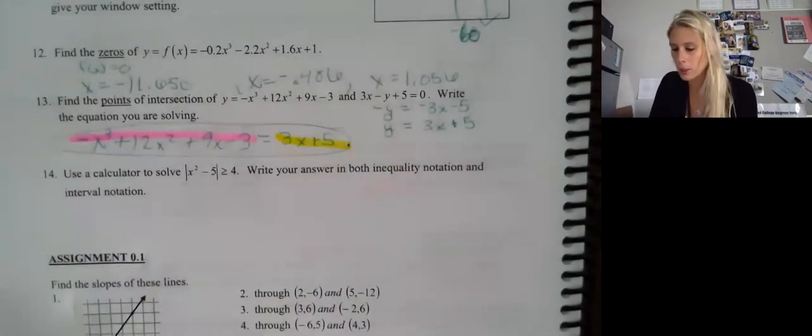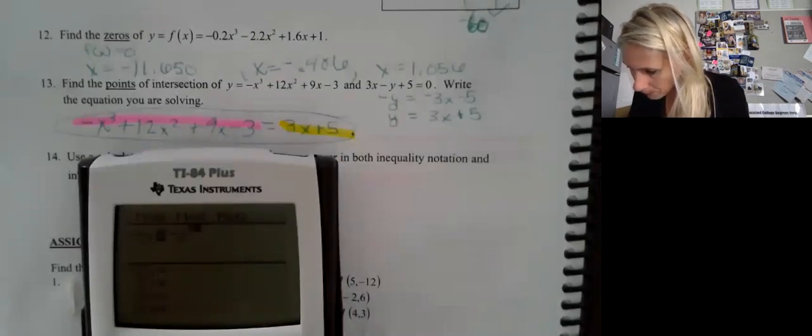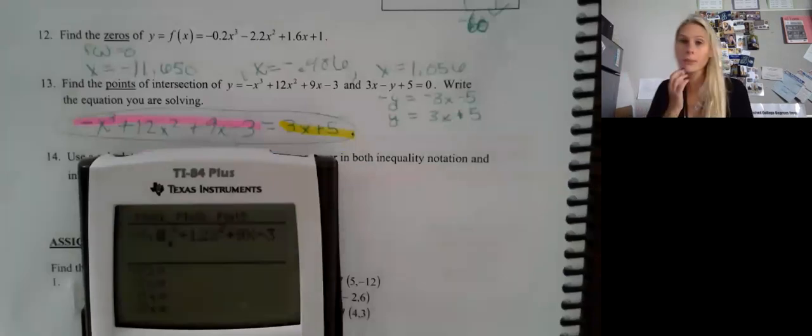Hopefully this sounds familiar. All right, so negative x cubed plus 12x squared plus 9x minus 3. So that's one of them, right?